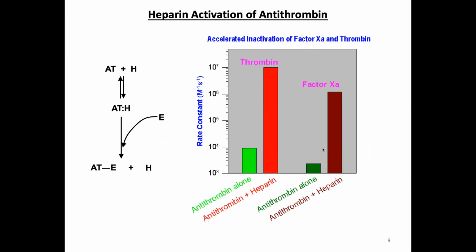So, the same thing happens with factor 10A, approximately a 500-fold increase in the rate of reaction. And for factor 9A, it's approximately a 1,000,000-fold increase in the rate of reaction from antithrombin alone. So therefore, heparin makes antithrombin a better inhibitor of each of these enzymes that generate thrombin. In that fashion, heparin becomes a very, very powerful anticoagulant.